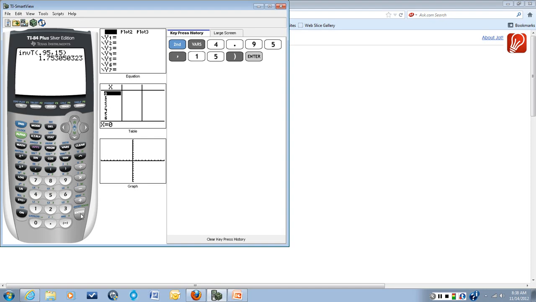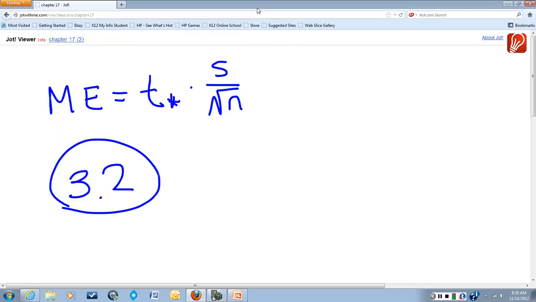Now you could, if you wanted to, round this to 3 decimal places, or we could just go ahead and use it as is by now multiplying by s, our sample standard deviation, which is 7.4, divided by the square root of n, and our n is 16. When we hit enter, we see that we get 3.2 when we round that to 1 decimal place.